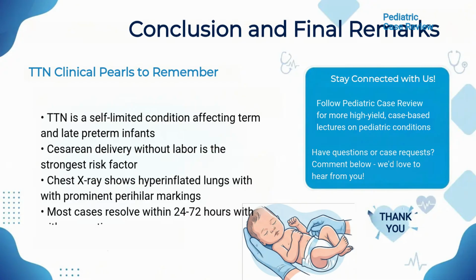And that brings us to the end of today's lecture on transient tachypnea of the newborn. Let us quickly review the most important clinical pearls to take away. Transient tachypnea of the newborn is a self-limited condition affecting term and late preterm infants, with cesarean delivery without labor being the strongest and most important risk factor. On chest X-ray, look for hyperinflated lungs with prominent parahilar markings and fluid in the horizontal fissure. Most cases resolve within 24 to 72 hours with supportive care alone, and early recognition prevents unnecessary invasive interventions. Always monitor closely in the first 12 to 24 hours for the rare but serious complication of persistent pulmonary hypertension of the newborn.